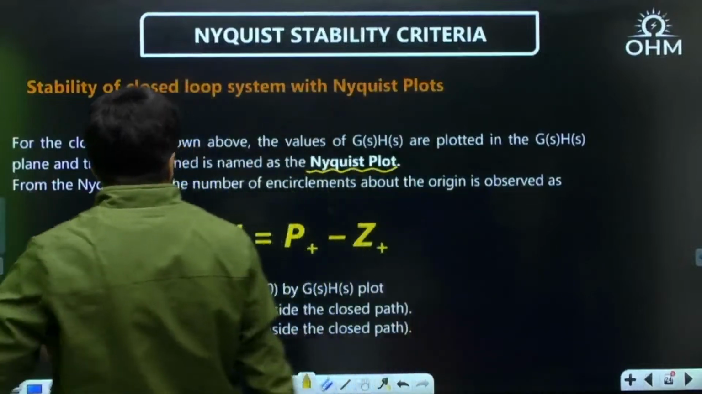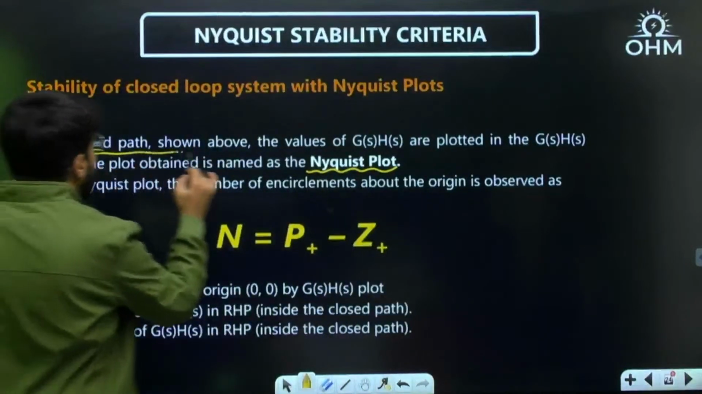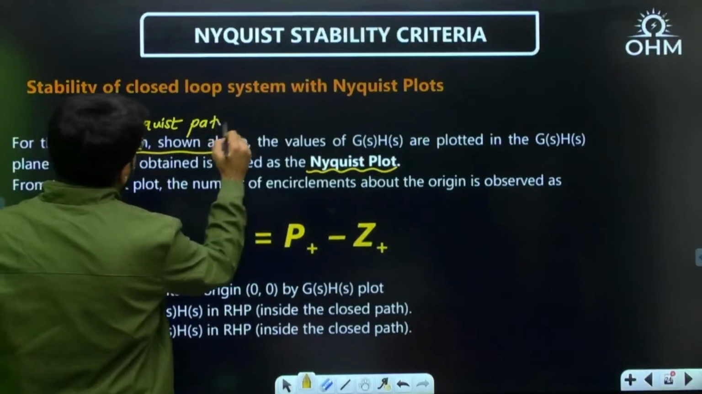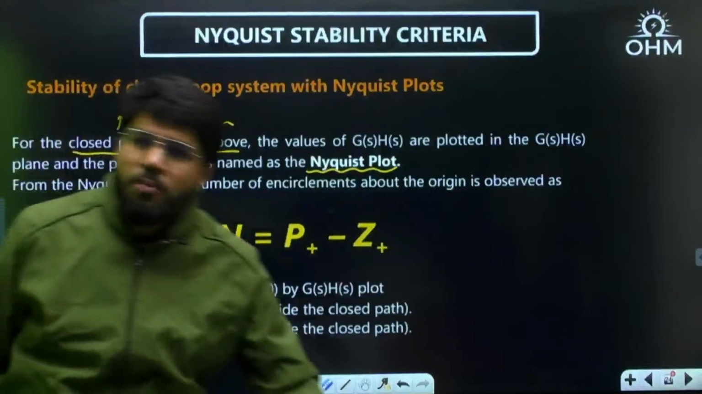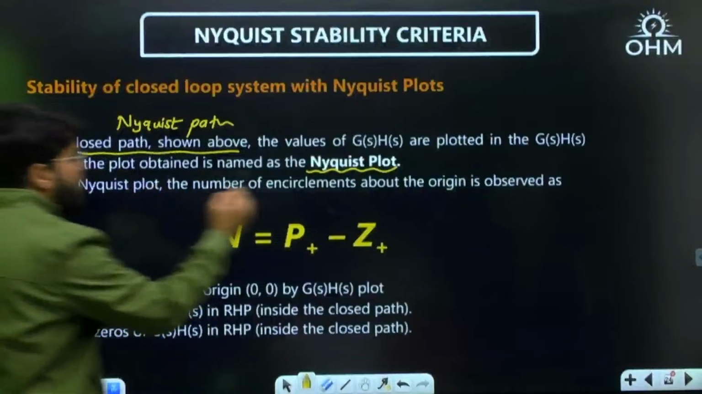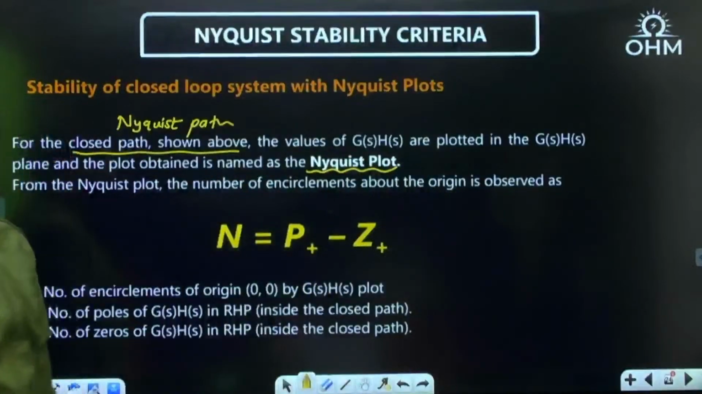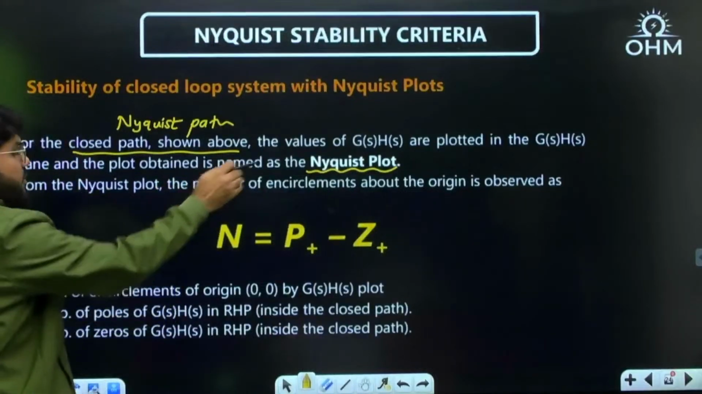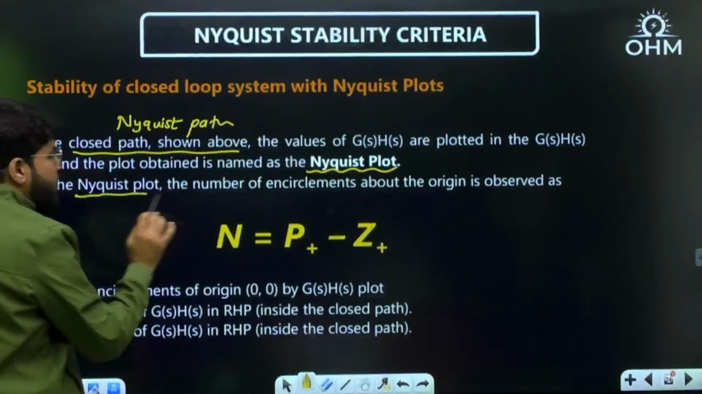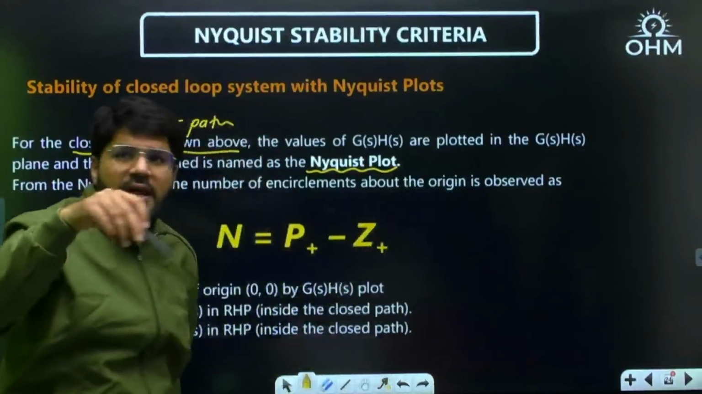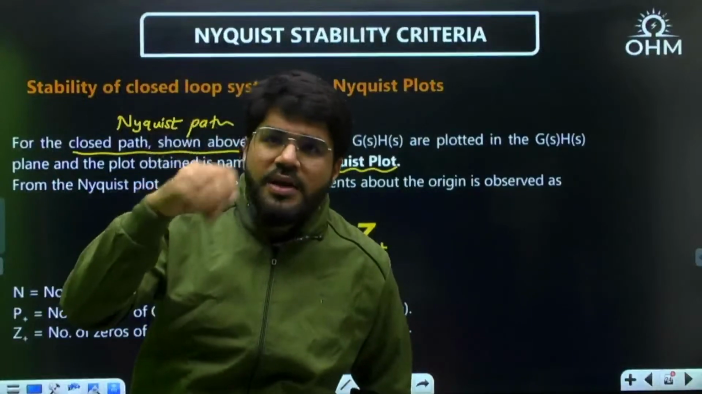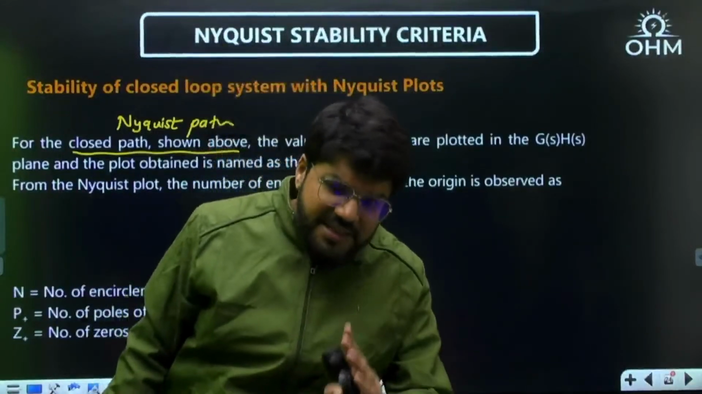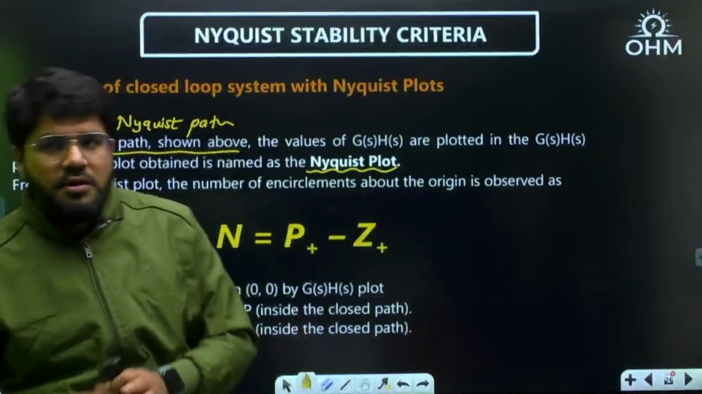For the closed path shown in the previous picture, that is the Nyquist path or Nyquist contour, the values of G(s)H(s) are plotted in the G(s)H(s) plane, and the plot then obtained is known as the G(s)H(s) plot. From that G(s)H(s) plot, which is now known as the Nyquist plot, we find the number of encirclements of the origin, how many times the Nyquist plot rotates around the origin. As I told you in the beginning, sketching the Nyquist plot is a different point.